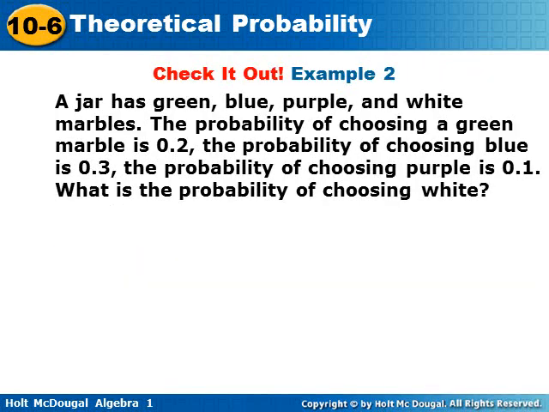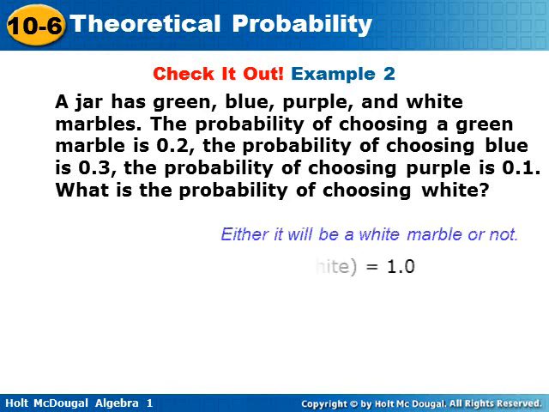A jar has green, blue, purple, and white marbles. The probability of choosing a green marble is 0.2. The probability of choosing blue is 0.3. The probability of choosing purple is 0.1. What is the probability of choosing white? This one's for you to try on your own, and then you can check back for your answer.